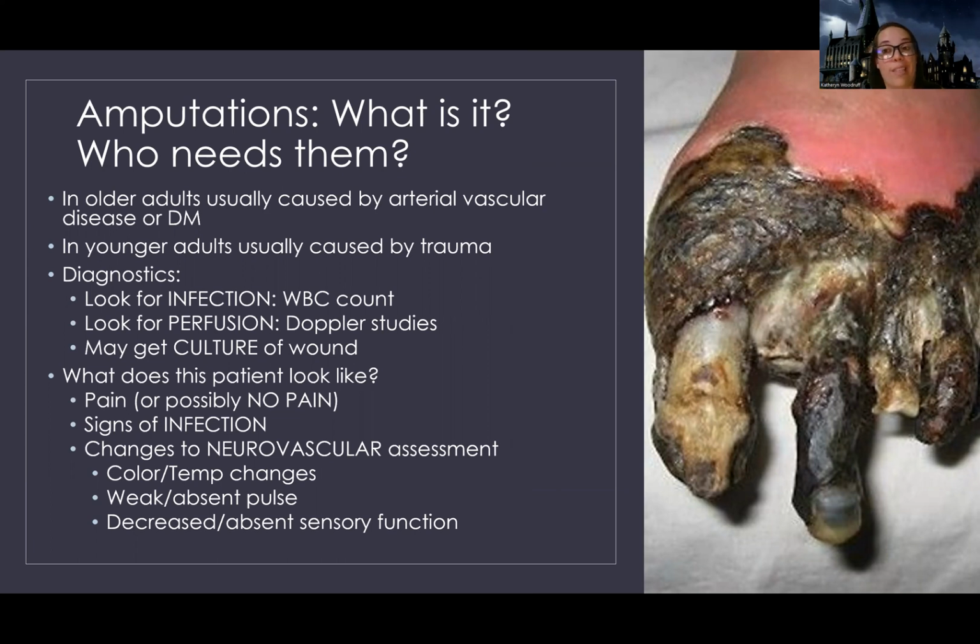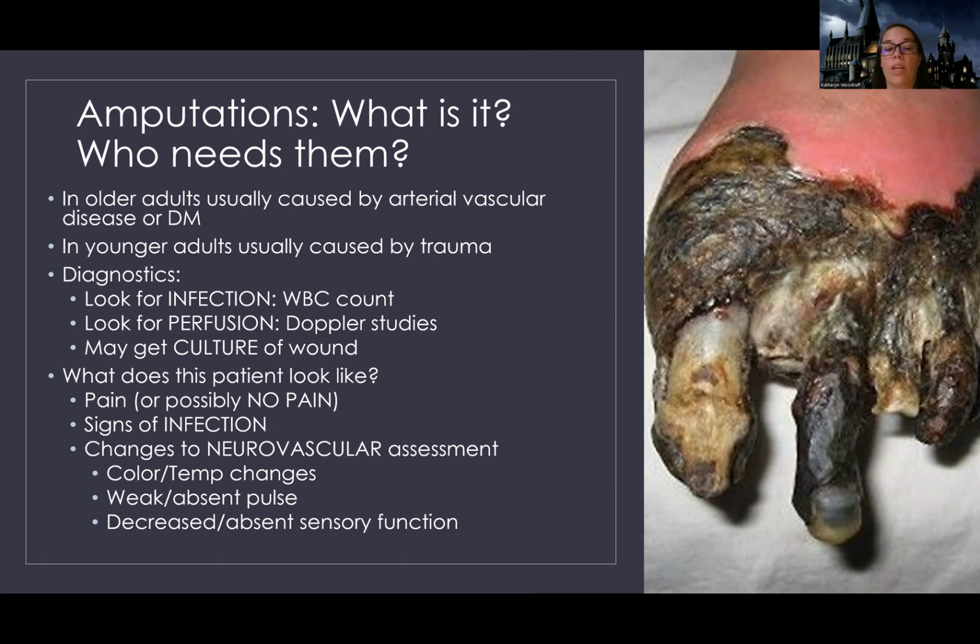And the other one would be diabetes, which we talked about extensively at the beginning of the semester, about how they have decreased blood flow to their nerves and decreased blood flow in general because of all the sugar and the irritation, which can lead to ulcers that don't heal, etc. If it's a younger adult, it's usually going to be caused by trauma. We want to look for a couple things when we're doing diagnostics. We want to look for infection, so we're going to do a white blood cell count. And this is all pre-amputation if they haven't already had one.